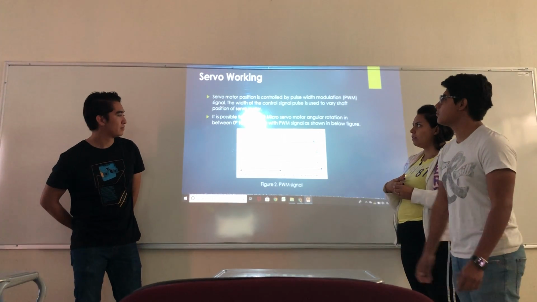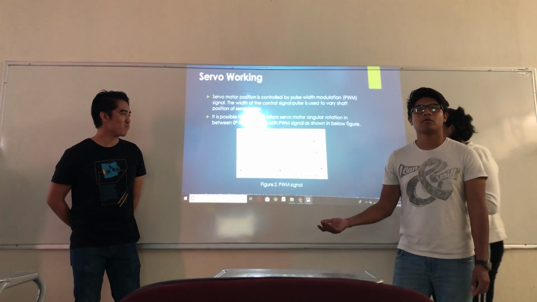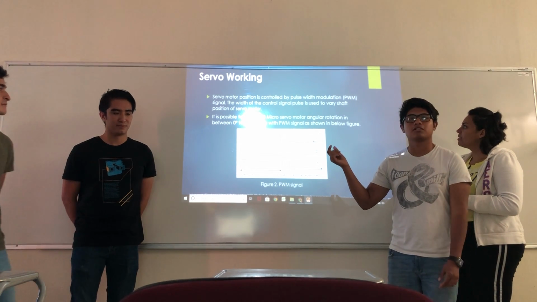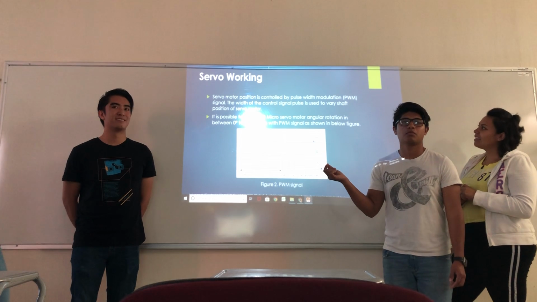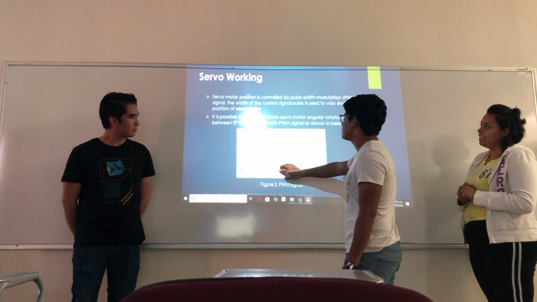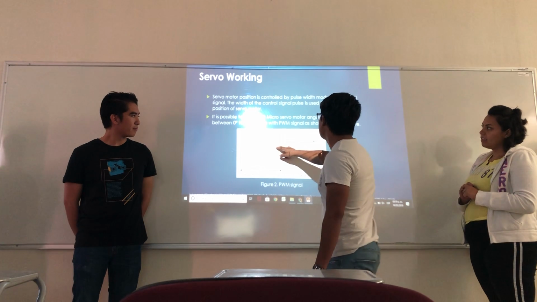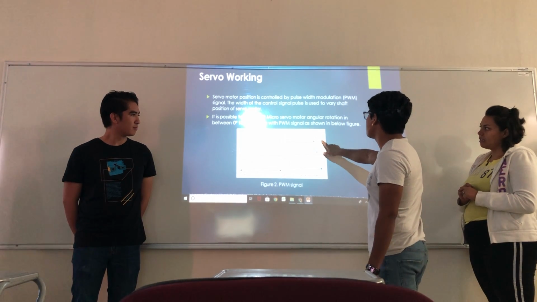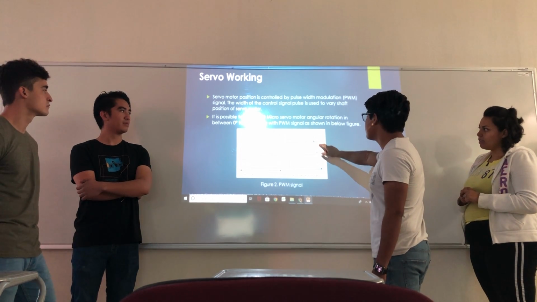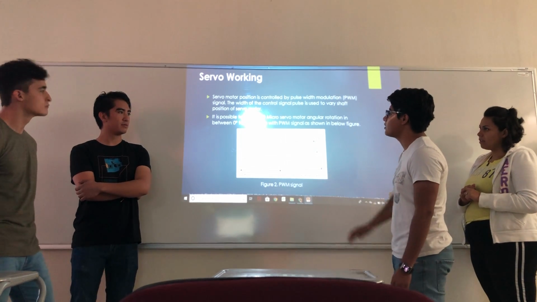Here we have servo working. Servo motor working is controlled by a pulse width modulation, or PWM, signal. The width of the control signal pulse is used to vary the shaft position of the servo motor. Here we have a graphic, and you can see how it works depending on the signal. This is the angular position. It is like 90 degrees, 0 degrees, minus 90 degrees, 0 degrees, and 90 degrees. And you can change it depending on the pulse that you are sending to the motor.